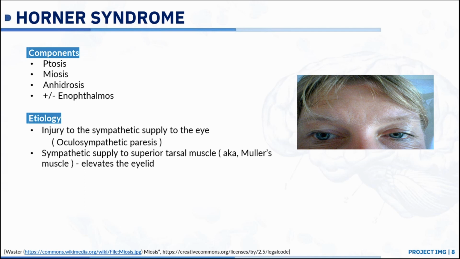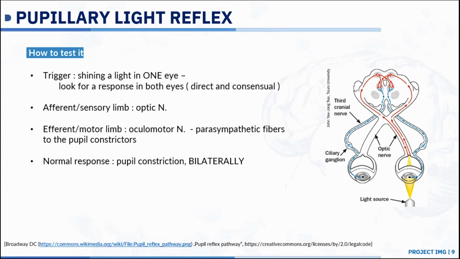Horner syndrome. Components: ptosis, miosis, anhidrosis, and more or less enophthalmos. Etiology: injury to the sympathetic supply to the eye, oculosympathetic paresis. Sympathetic supply to the superior tarsal muscle, aka Müller's muscle, elevates the eyelid.